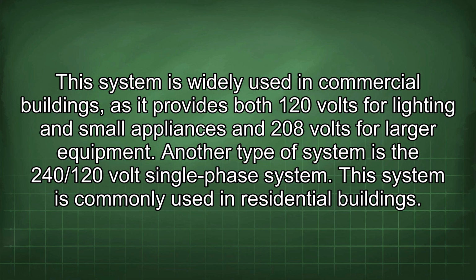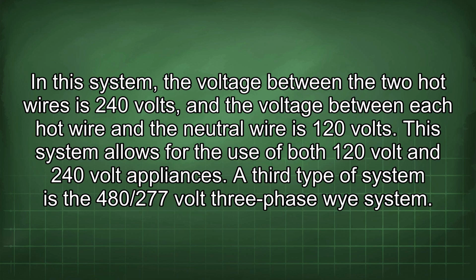Another type of system is the 240/120 volt single-phase system. This system is commonly used in residential buildings. In this system, the voltage between the two hot wires is 240 volts, and the voltage between each hot wire and the neutral wire is 120 volts. This system allows for the use of both 120 volt and 240 volt appliances.